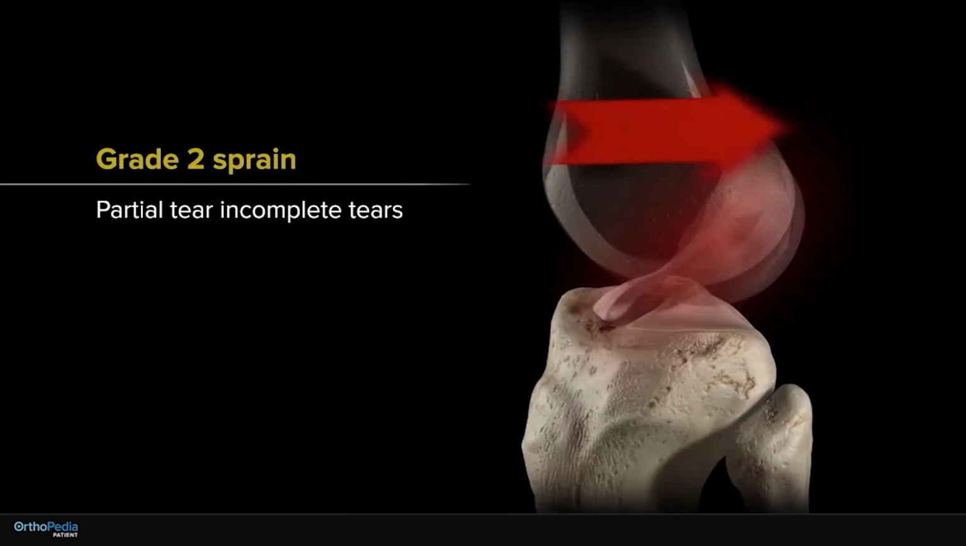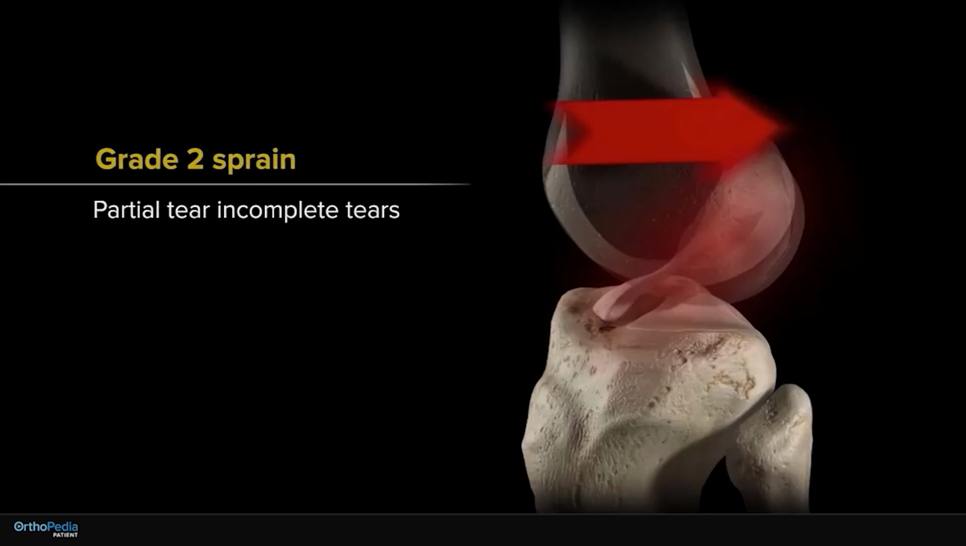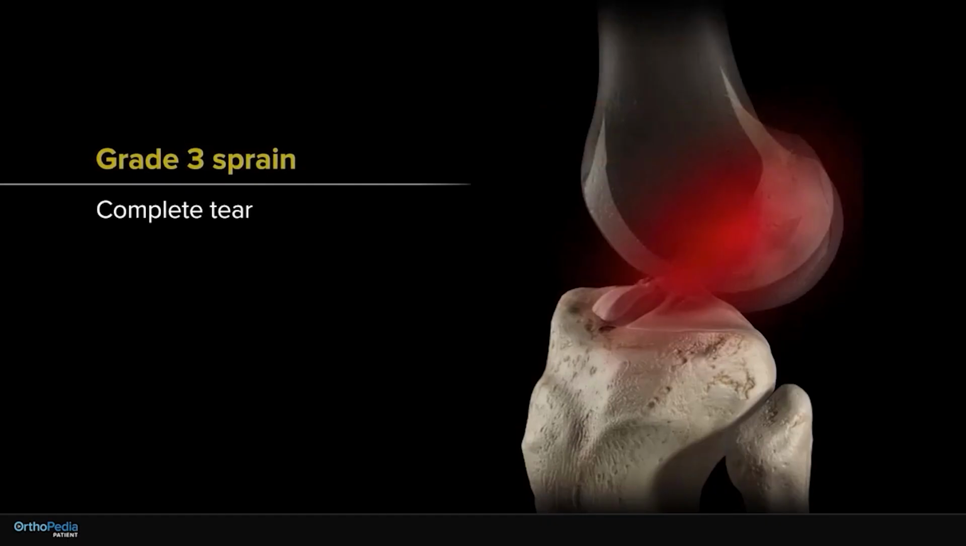Grade 2 injuries are labeled partial or incomplete tears. There will be a hemarthrosis, or bleeding in the joint, swelling, and some tenderness. The patient will feel some instability as well, and will likely have some difficulty performing daily activities. Grade 3 injuries are complete tears.